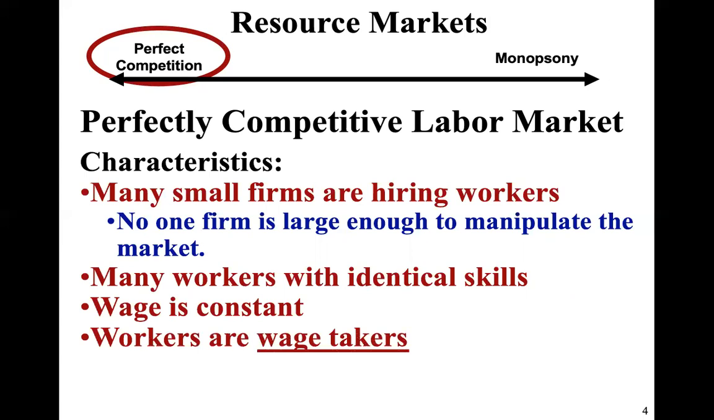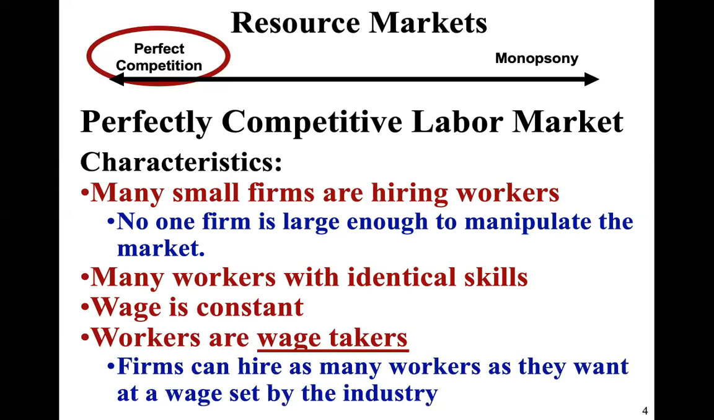So a comparison you can make to the product market: in the product market, firms are price takers, right? Whatever the price set by that perfectly competitive market is going to be taken by firms. In this case, workers are going to be wage takers. Whatever the wage is that's set by the market is going to be the wage earned by those workers. Firms are going to be able to hire as many workers as they want at whatever the wage is set by the industry.